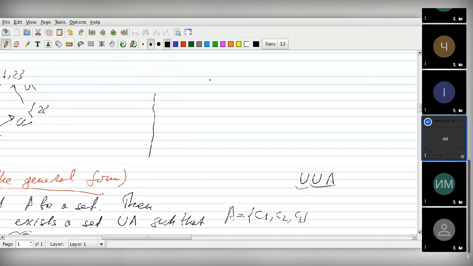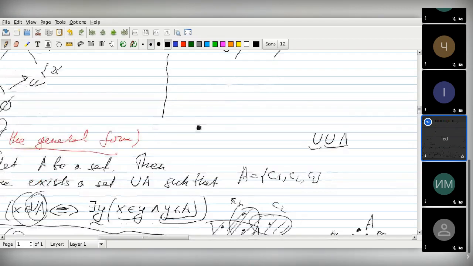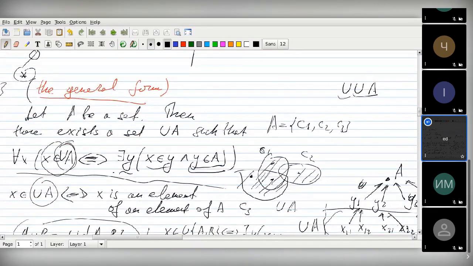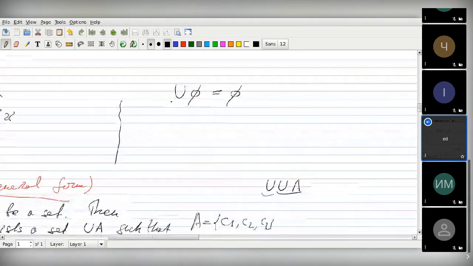But of course, in the absence of these constructions in our particular lecture, we have to consider some artificial examples. First of all, what is the union of the empty set? It is empty because there is no element in the empty set. It's not possible to find this Y, which would be an element of the empty set. So this is empty.